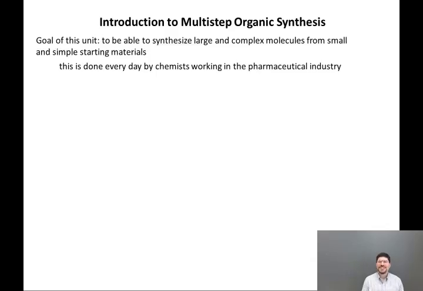There are four important types of problems in organic chemistry, in my opinion. We've already tackled mechanism, predicting the products, and structure determination, and now we look at the fourth important problem, which is multi-step organic synthesis. So the goal of this unit, for this series of lessons, is to learn how to synthesize large and complex molecules from small and simple starting materials. And this is done every day by chemists working in the pharmaceutical industry.